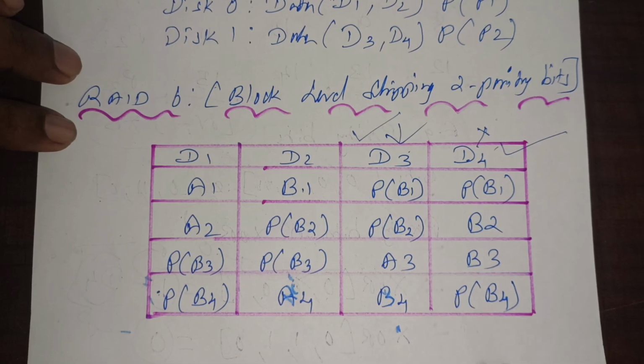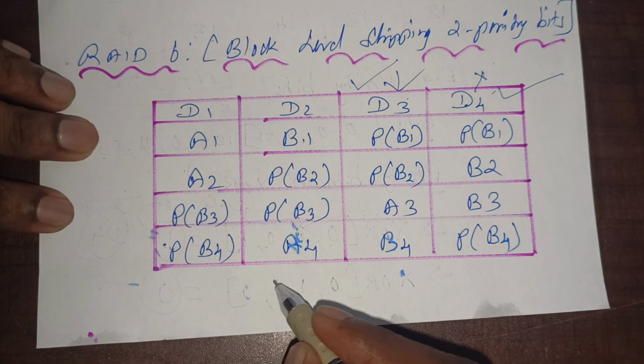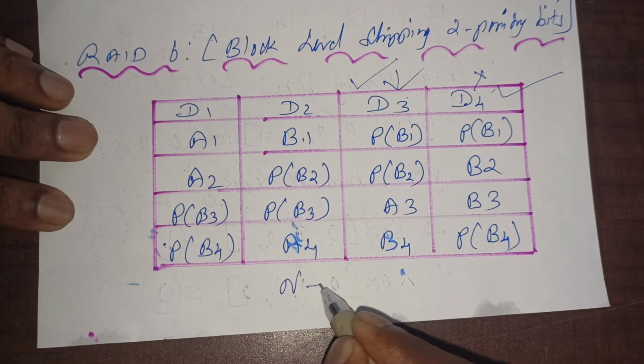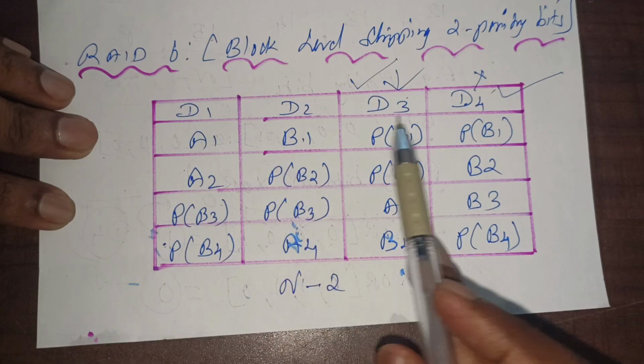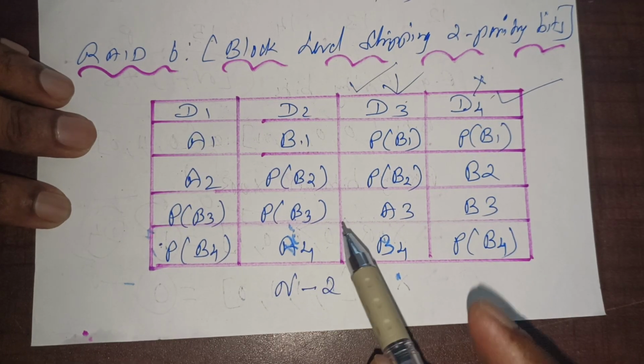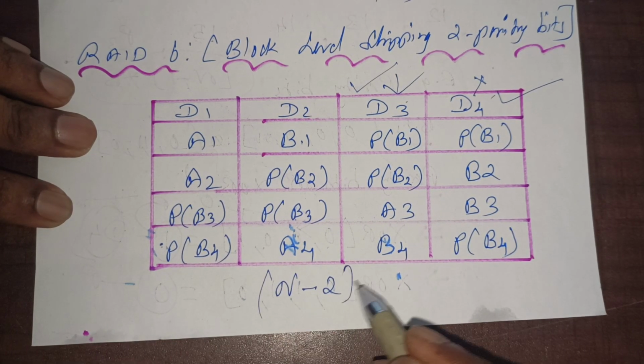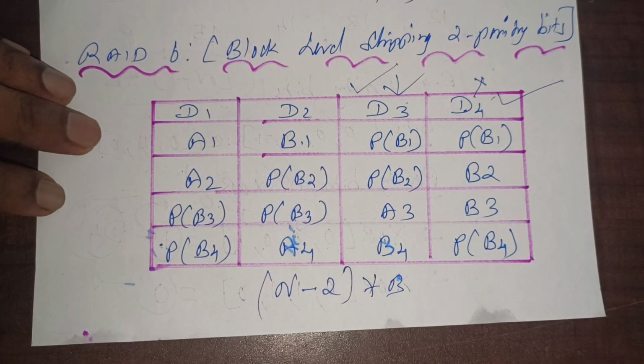So what is the capacity here? Now you can check the capacity: n minus 2. So we are using 2 disks for saving the parity bits, not 1 disk. N minus 2, and the same process, the blocks are B into B.